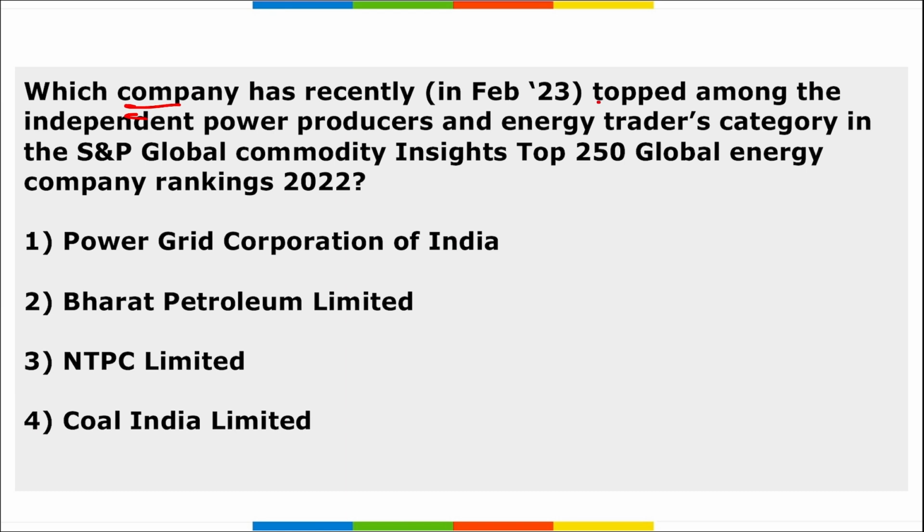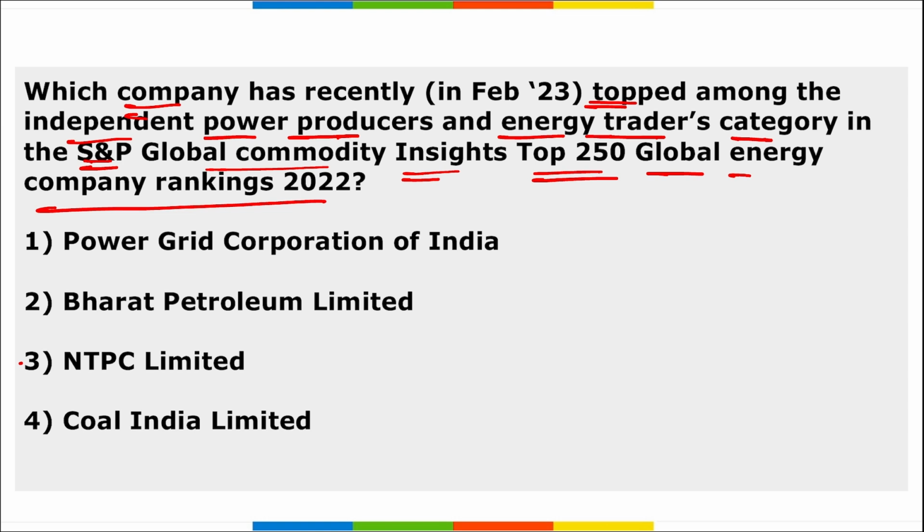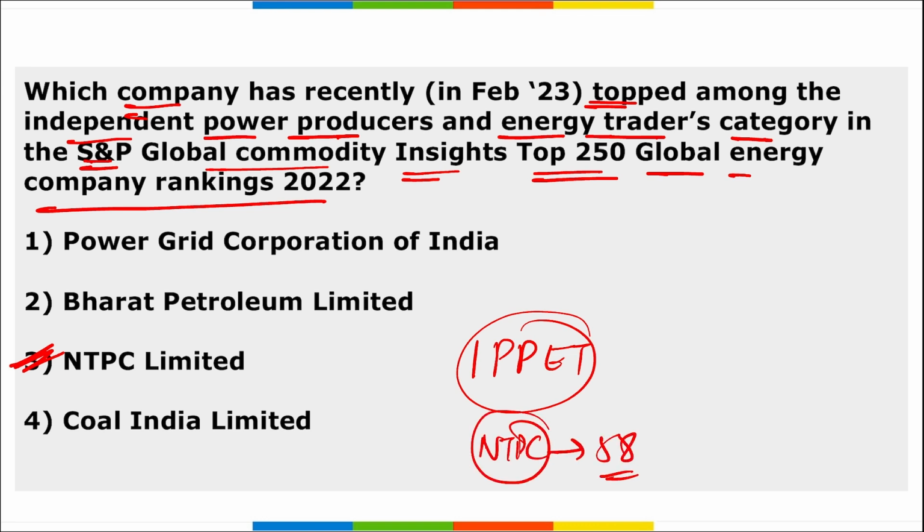Next, which company has recently topped among the independent power producers and energy traders category in the S&P Global Commodity Insights top 250 global energy company ranking for 2022? Tell me the answer. So the correct option here is option 3. NTPC Limited, India's largest power generating company, has topped the independent power producers and energy traders category in the S&P Global Commodity Insights top 250 global energy company rankings for 2022, and here NTPC was ranked 58th.